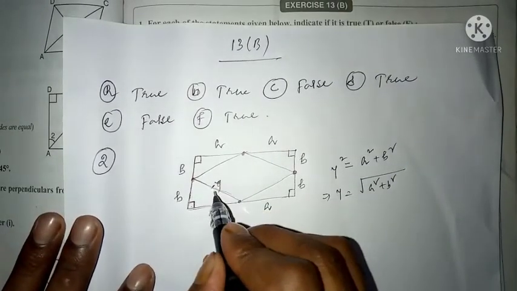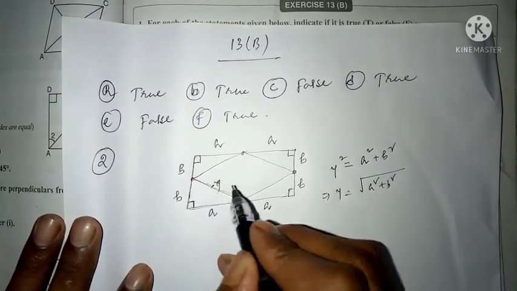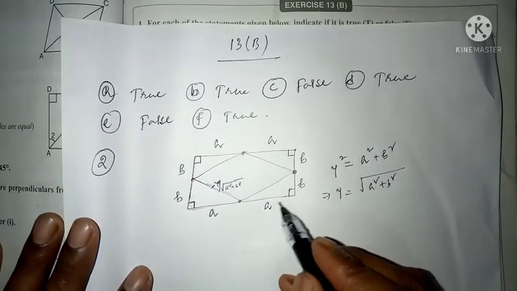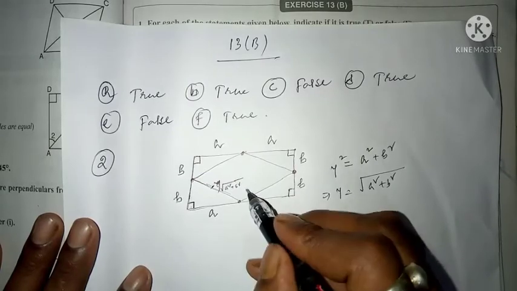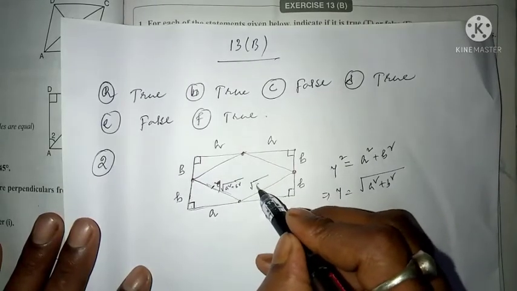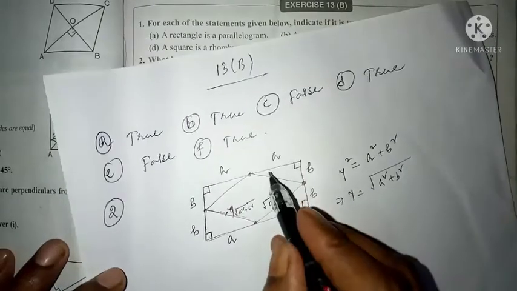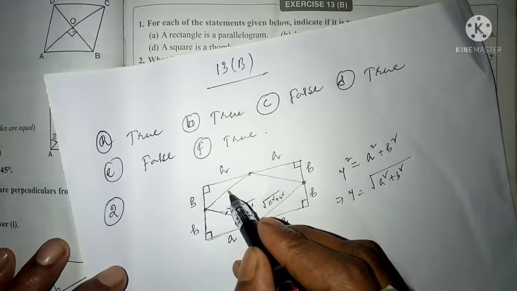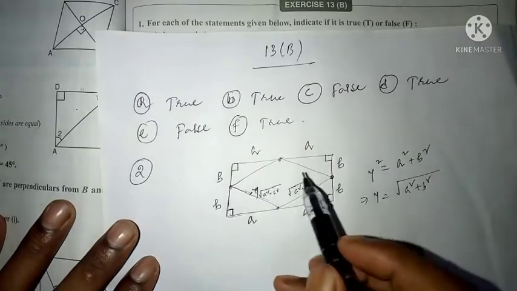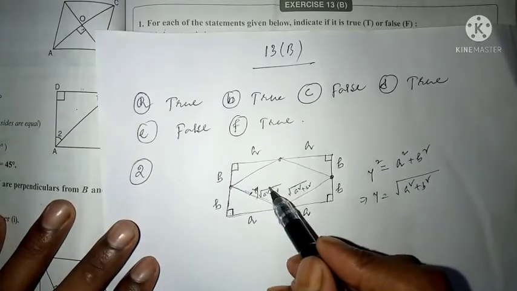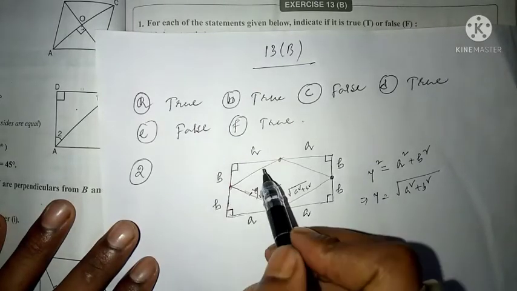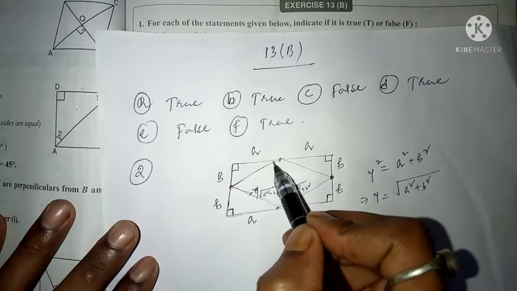Then the length of this hypotenuse will be the square root of a square plus b square. If you apply here, here also the sides are a and b, so it will be the square root of a square plus b square. This will also be the square root of a square plus b square. This is about the sides. We got here 4 sides equal. But this is a necessary condition, it is not sufficient. For more detail, I'll send you the link.